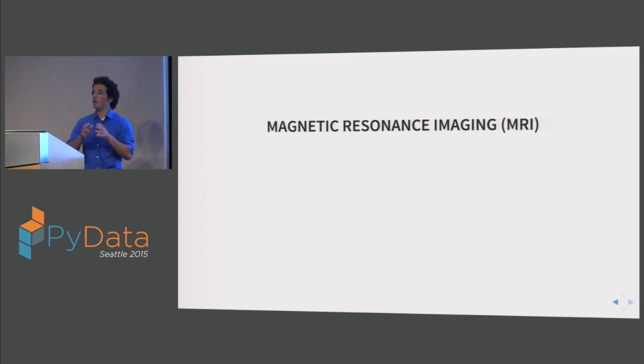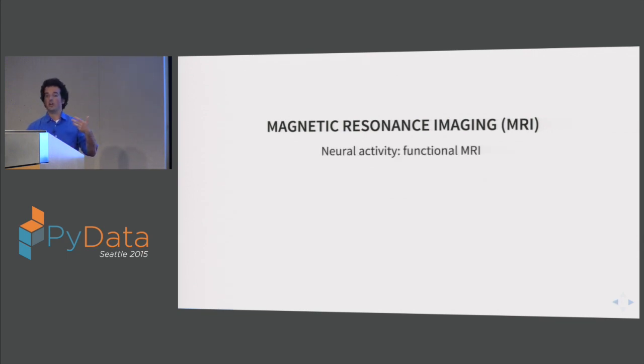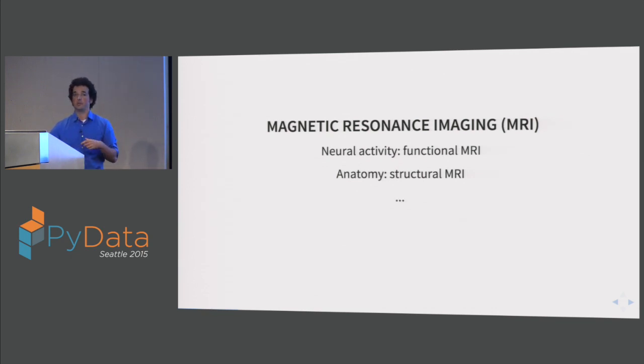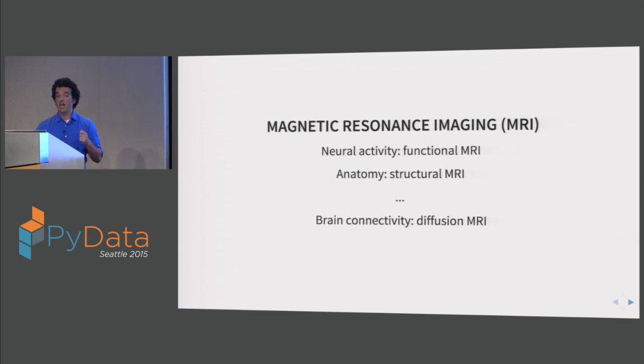The only way that we currently have to probe these connections in a non-invasive manner in humans is magnetic resonance imaging. Magnetic resonance imaging allows us to measure many different kinds of aspects of brain function. We can measure neural activity with a method called functional MRI or fMRI. We can measure the anatomy of the brain, the gross anatomy of the brain, through methods of structural MRI. And there are many other measurements that can be done with MRI. And specifically today, I will be talking about a measurement called diffusion MRI, which allows us to probe the brain connections in vivo, in a living human brain at millimeter resolution.